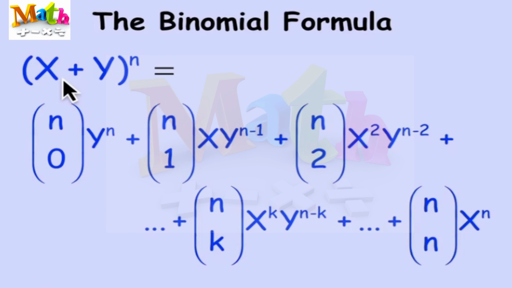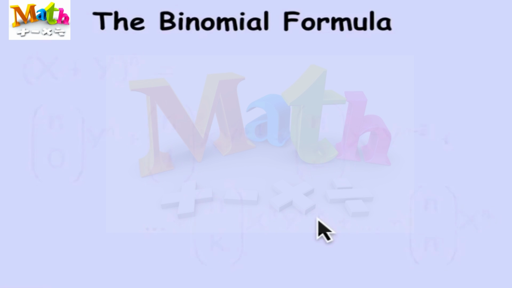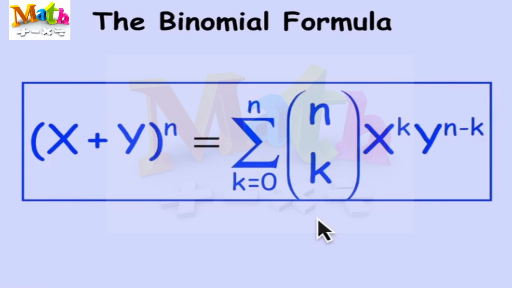What's happening now is that I'm choosing an x or a y instead of an x or a 1 from each of the terms, so that the xy terms are always going to have a sum of degrees that's equal to n. If I choose k x's, I must have chosen n minus k y's. And there it is expressed in more concise form using sigma notation.